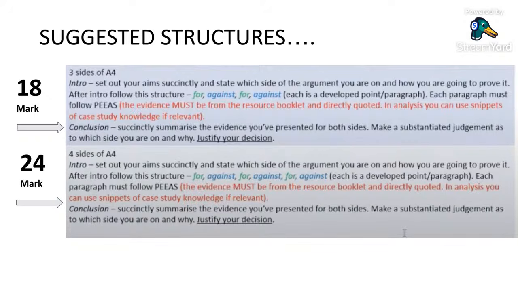So that is PEEAS. Your point, explain, evidence must come directly from the resource booklet and directly quoted. Analysis, which links back to the command word and maybe brings in another figure or suggests why it's reliable or not. And then a snippet, the final S, of your own information that might just help build on that. And then you're going to provide a conclusion, which again makes some sort of substantiated judgment as to which side you are on and why. Justify your decision.